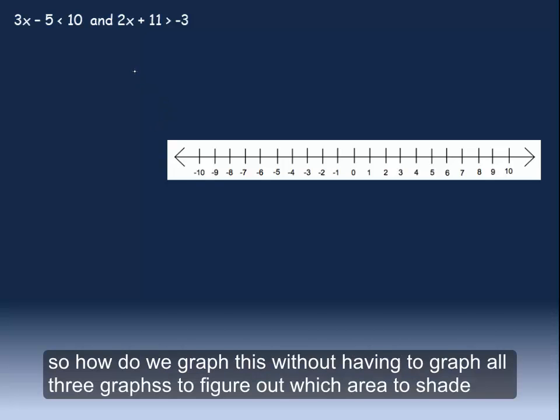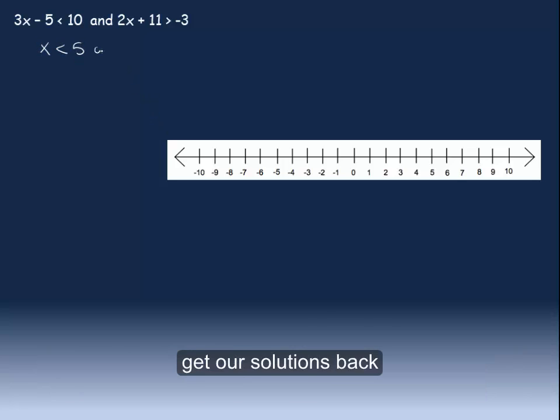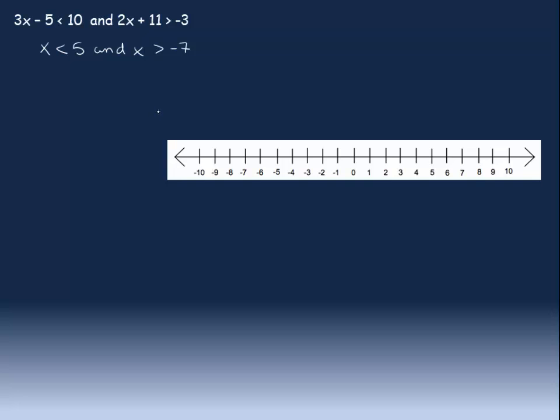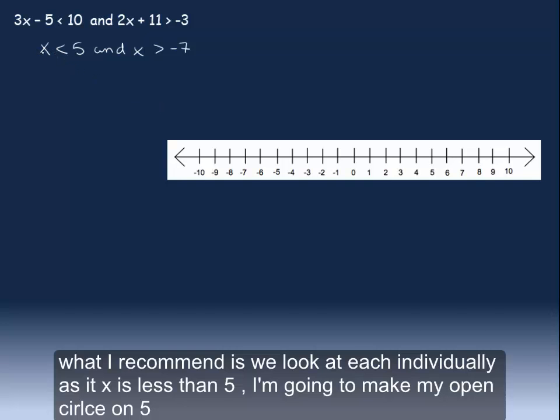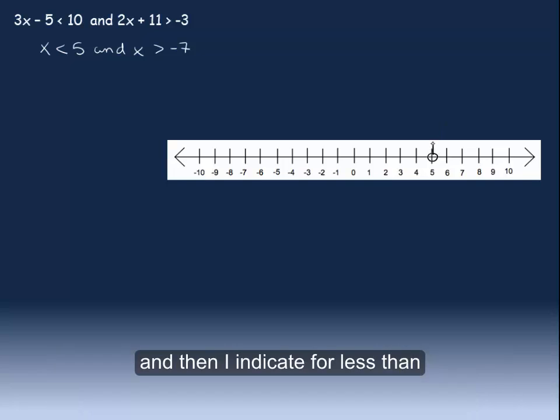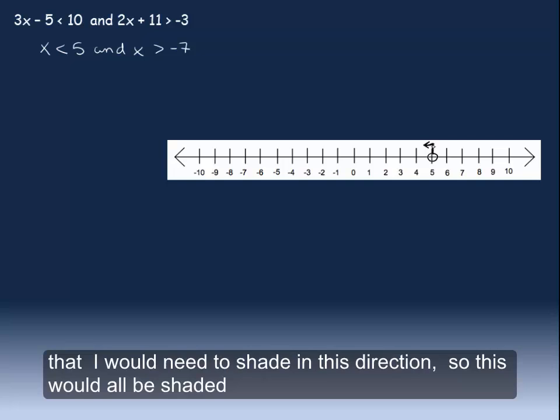So how do we graph this without having to graph all three graphs to figure out which area to shade? Well, let's get our solutions back. What I recommend is we look at each individually. I said x is less than 5. I'm going to make my open circle on 5, and then I indicate for less than that I would need to shade in this direction. So this would all be shaded.